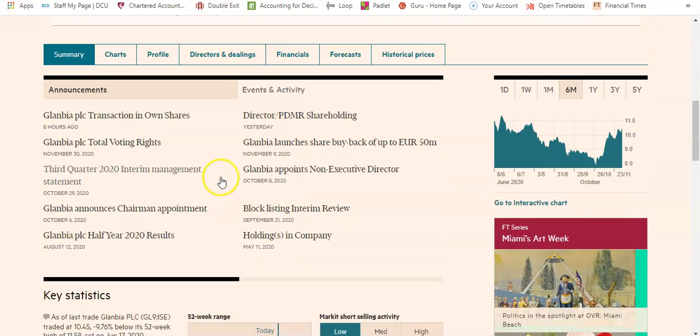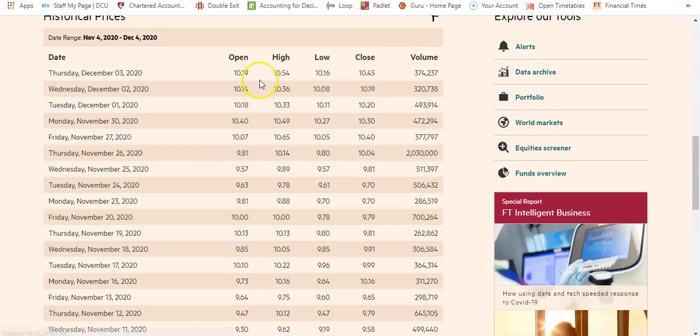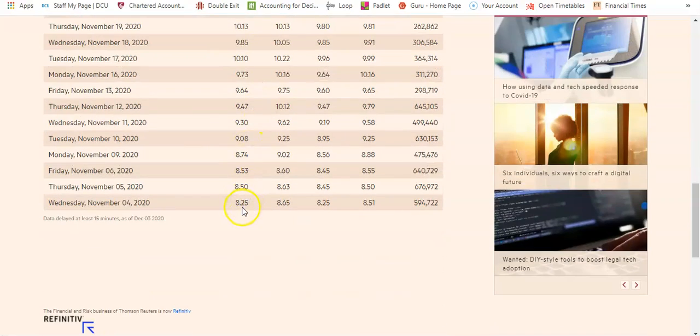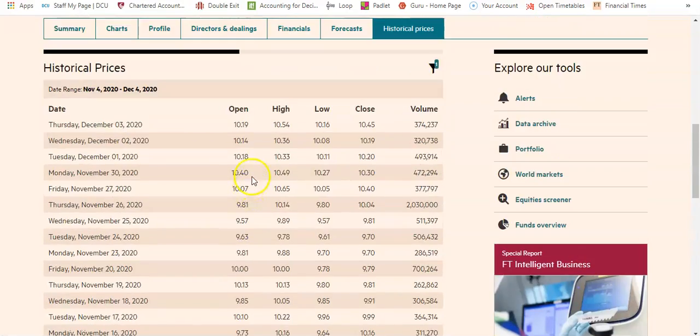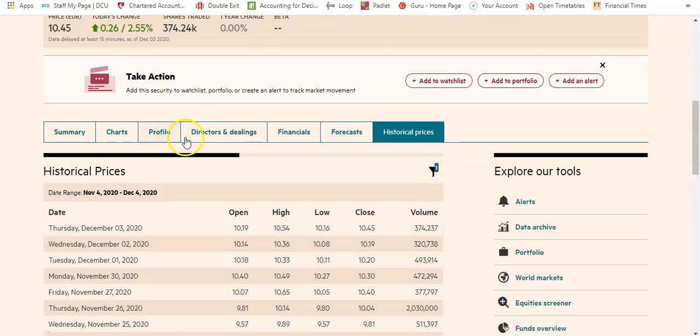So you can get a summary. You can get, for example, historical prices. So you can get a lot in this. This is all available free in the Financial Times. So you can get an idea of all the prices where the shares have gone from. They were €8 in November. They've gone up to €10 today. There's a good lot of trading, different aspects.